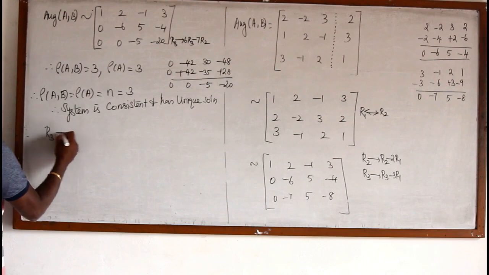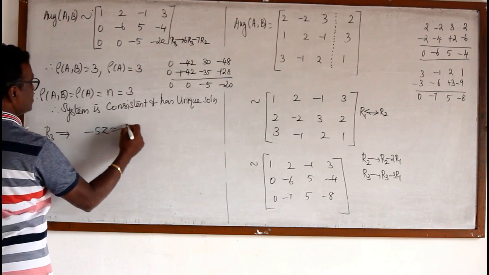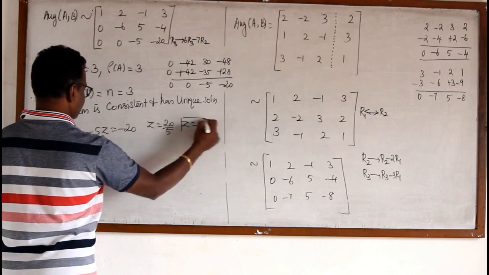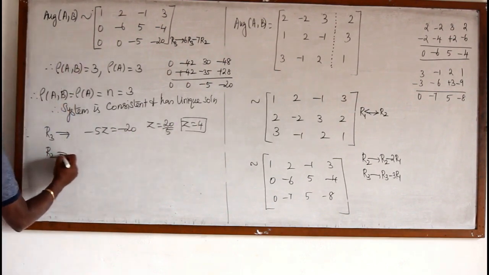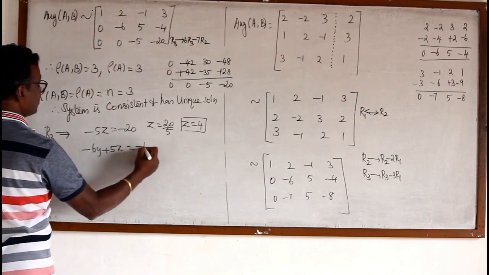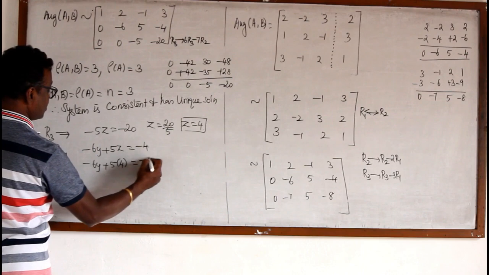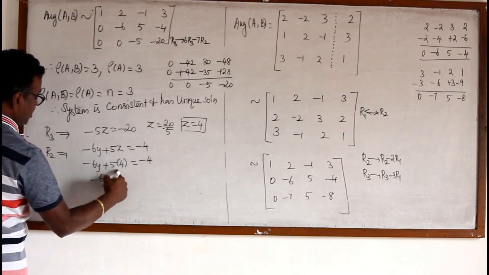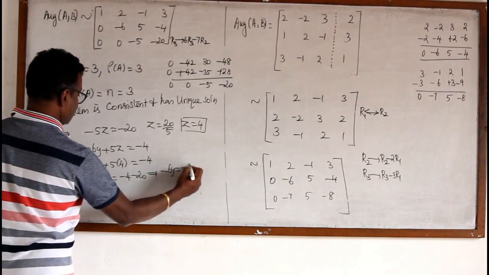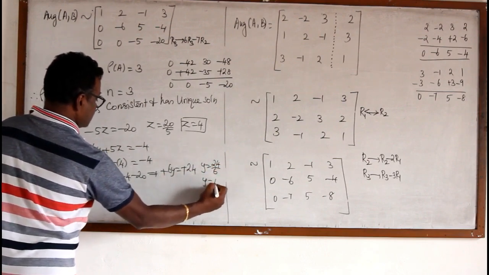Unique solution means only one solution, and we can find that solution by taking row 3. Row 3 implies this is x, this is y, and this is z, isn't it? So minus 5z equal to minus 20, z equal to 20 by 5, z equal to 4. Now R2 implies x is 0, minus 6y plus 5z equal to minus 4. In the place of z I can substitute 4: minus 6y plus 20 equal to minus 4, so minus 6y is minus 24, y equal to 24 by 6, y is also 4.